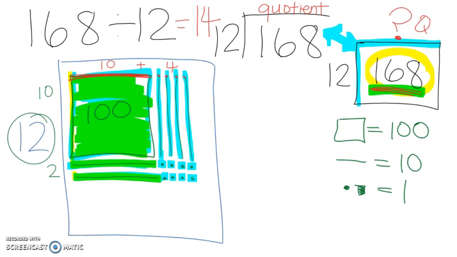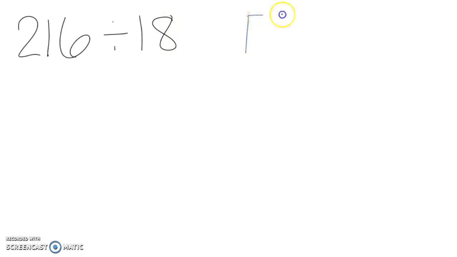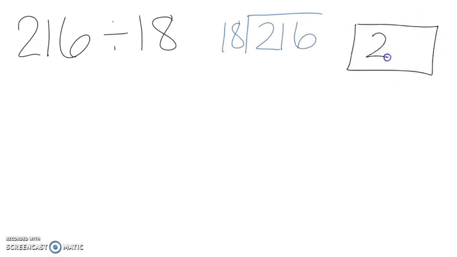Sometimes we'll have to regroup. So let's try a problem where that's required. Here we have 216 divided by 18. First, I'm going to rewrite the problem so that it reminds me of our rectangle model that we did before. Remember, when we see division, the dividend is the area of the inside, and the divisor is the length of one side.